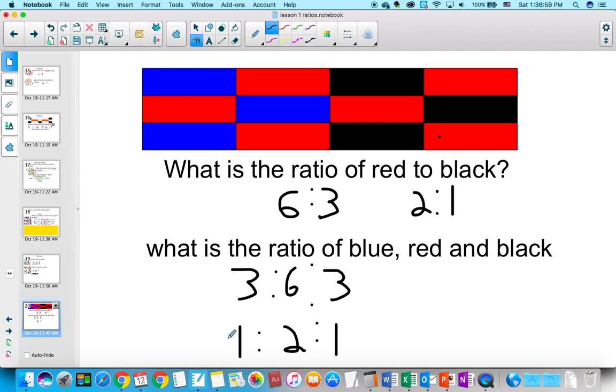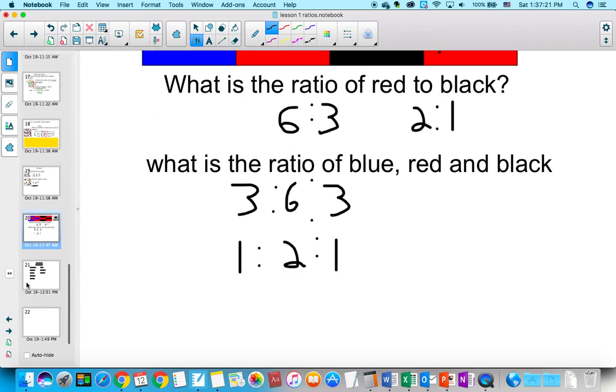So that means for every one blue, I have 2 reds and 1 black, right? So there's a blue. We have 2 reds here and 1 black. There's another blue. So we have 2 reds and 1 black. There's another blue. 2 reds and 1 black. And so the ratio is showing us the relationship.